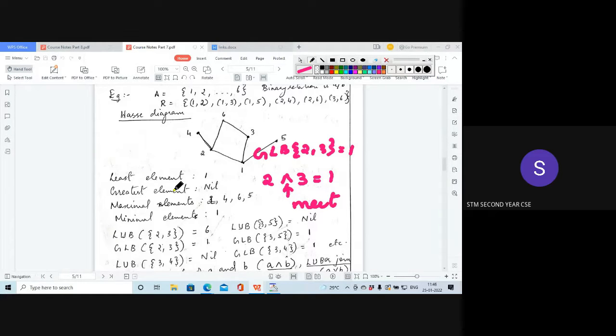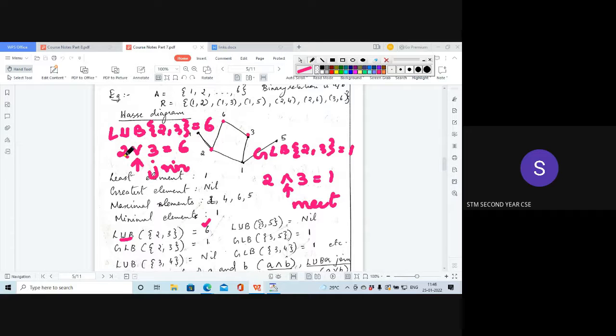Now what is the least upper bound of 2 comma 3? The least upper bound of 2 comma 3 is equal to 6, since 2 is related to 6, 3 is also related to 6, and there are no other elements, so the least upper bound is 6. So this can be represented as 2 or 3 is equal to 6. And this or is also called join.